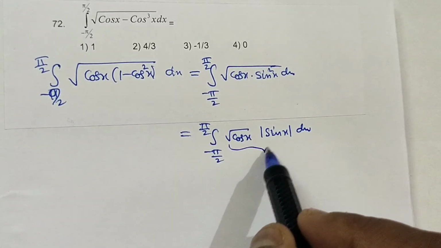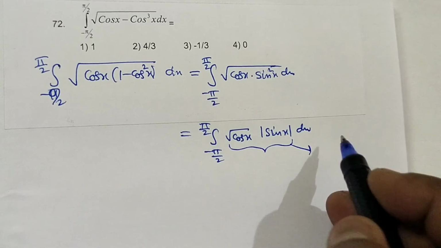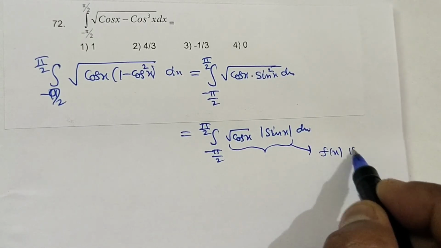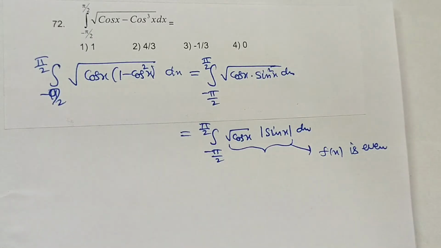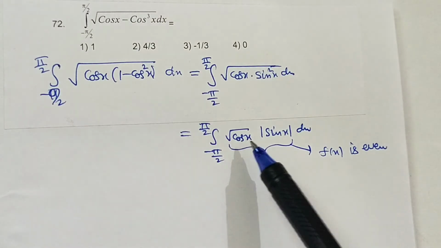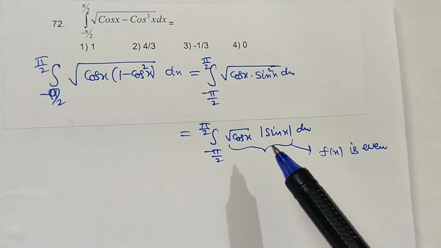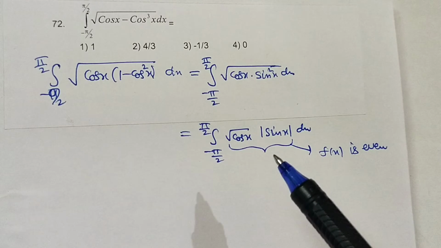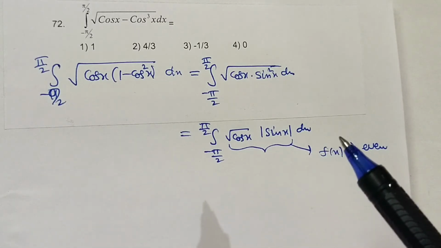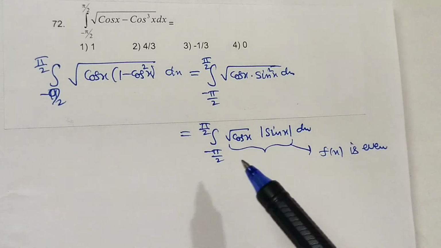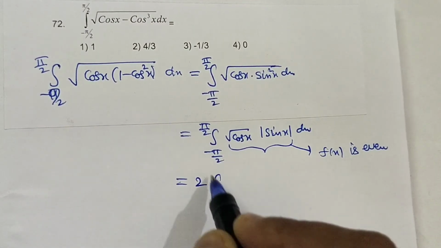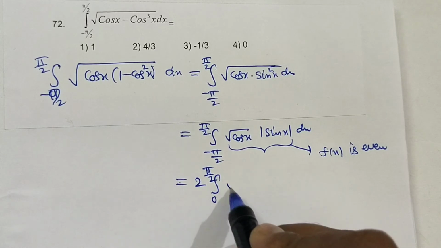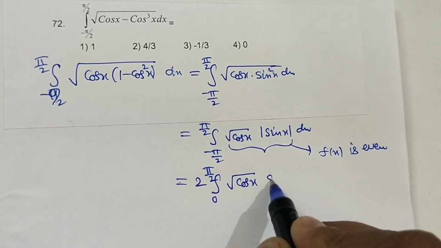This is completely an even function. How is it an even function? Check that mod sin x is an even function in the interval minus pi by 2 to pi by 2. Root cos x, wherever x is there, minus x you can replace. Root of cos of minus theta is cos theta. Sin of minus x is minus sin x, within mod it will come plus. Anyway, it is an even function. So whenever it is an even function, 2 times of 0 to pi by 2 root cos x into sin x into dx.